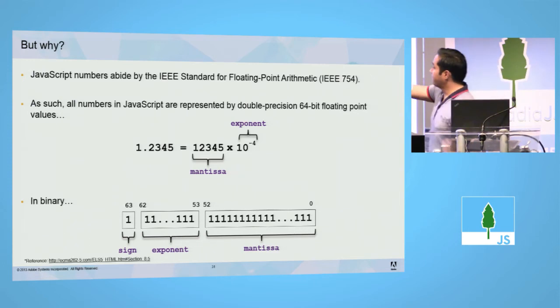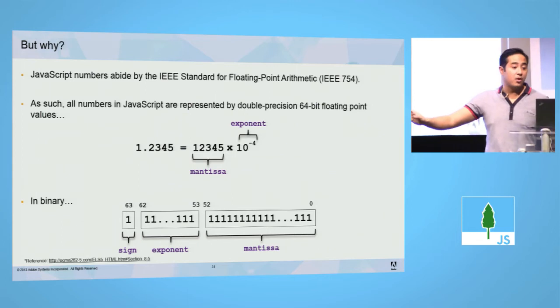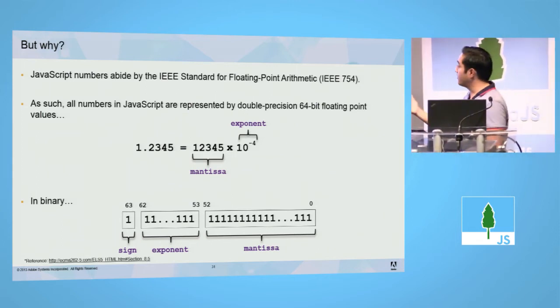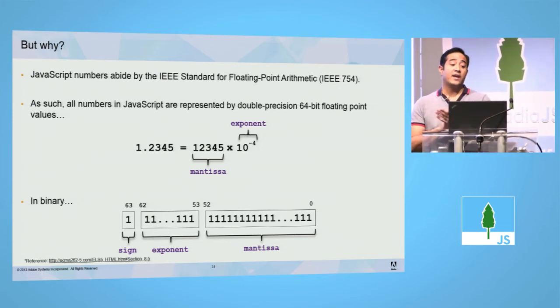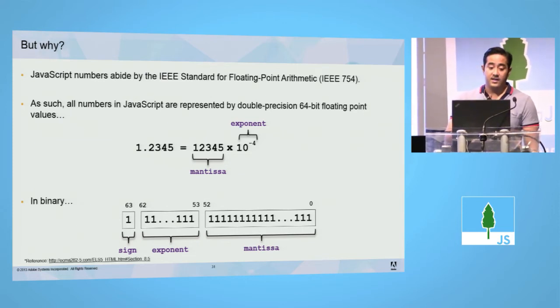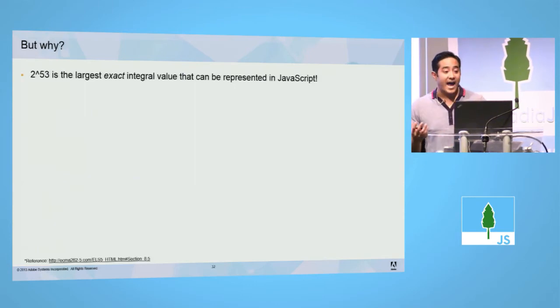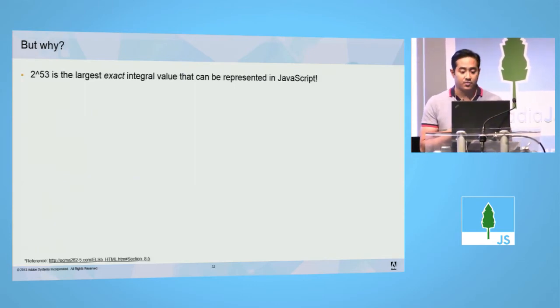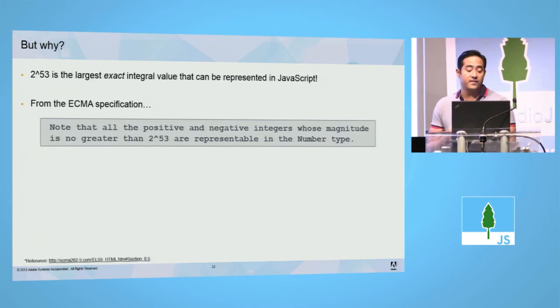We have 64 bits to represent the number. We use 1 bit for the sign, 10 bits for the exponent, which leaves 53 bits for the mantissa. What does that mean? It essentially means that we have 53 bits to represent integers. Essentially, 2 to the 53 is the largest exact integral value that can be represented in JavaScript. From the ECMA specification, note that all positive and negative integers whose magnitude is no greater than 2 to the 53 are representable by the number type.